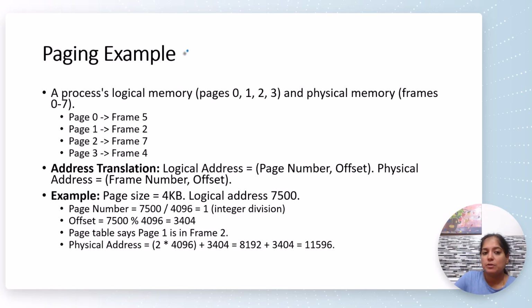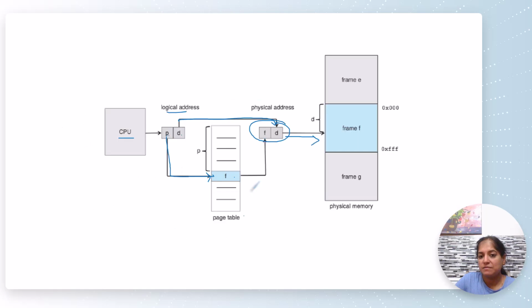For example, in a process's logical memory we have 4 pages, and in the physical memory we have frames from 0 to 7. Page 0 is loaded in frame 7, page 1 in frame 2, page 2 in frame 7, and page 3 in frame 4. So we need to perform the address translation. The logical address is page number plus offset, and the physical address is frame number and offset, as we saw in this example.